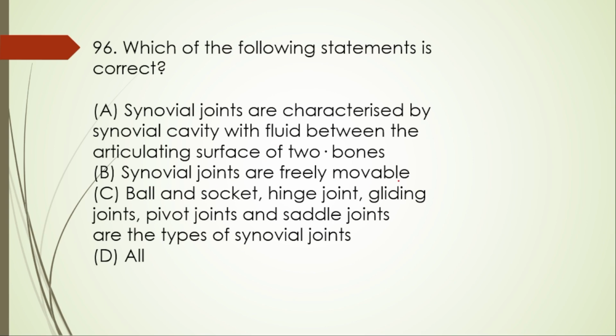B. Synovial joints are freely movable. Yes, this one is also right. C. Ball and socket, hinge joint, gliding joints, pivot joints and saddle joints are the types of synovial joints. This one is also right. So all of them are correct.